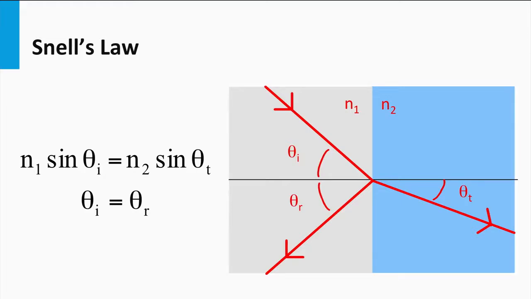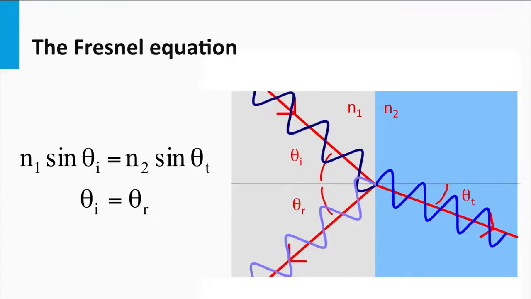The light transmitted travels further on the angle of transmission θ2 to the normal. The relation between the angle of incidence and transmission is given by Snell's law. If the refractive index of medium 1 is smaller than that of medium 2, the angle of transmittance will be smaller than the angle of incidence. If the refractive index of medium 1 is larger than that of medium 2, it's the other way around.